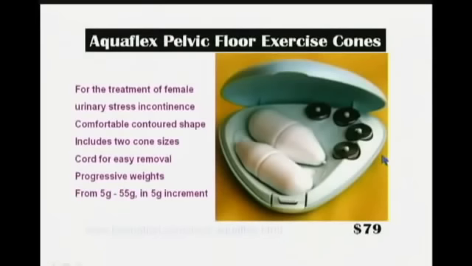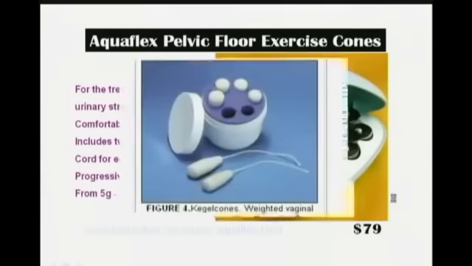And this, I noticed on the internet, is Aquaflex pelvic floor exercise cones. What the woman does is she puts these in the vagina. You can have differing weights depending on how strong the muscles are. And you have easy cord. You have a string coming out for easy removal. Progressive weights. And as you get more control, you can have heavier and heavier weights. This costs $79.